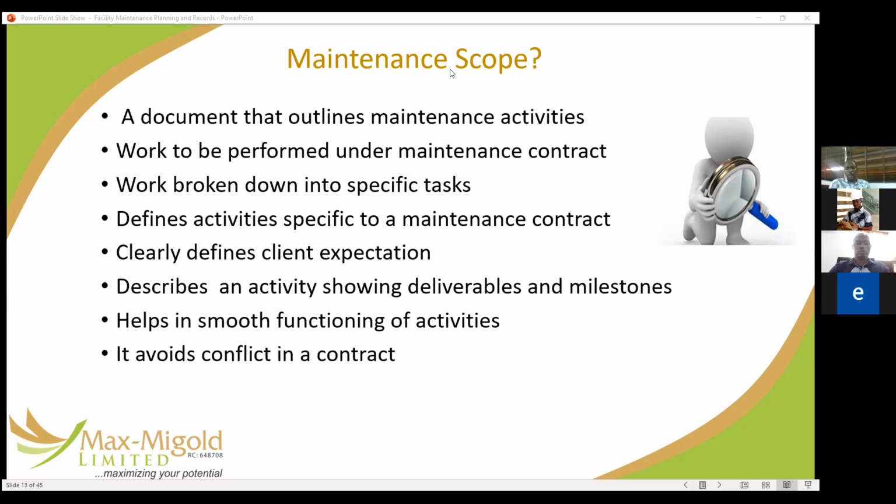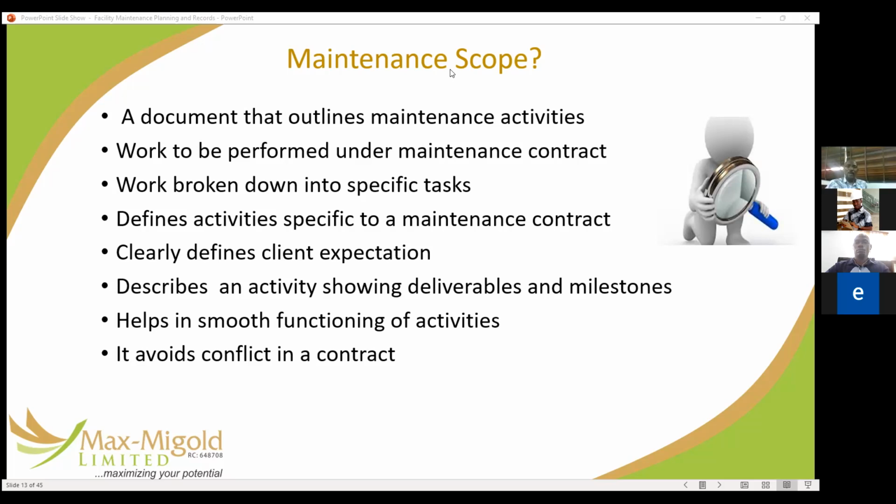Then if they are performing above the deliverable, that means that kind of company is going beyond what is required, they are going for milestones. They are going extra. They are taking extra steps in making sure that they give me what is called satisfaction. It also helps in the smooth functioning of the activity. It also helps to avoid what we call contract conflicts.